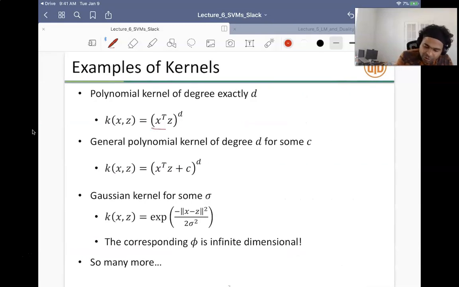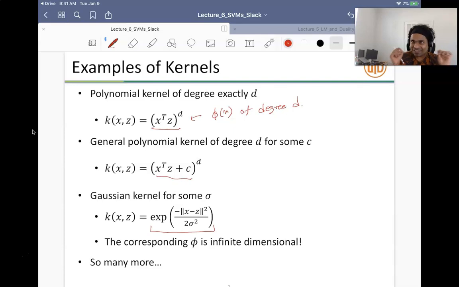So we saw that we can do polynomial kernels. Polynomial kernels essentially correspond to a phi of degree d, so it's basically a polynomial feature transformation. But more than that, we can also come up with things like Gaussian kernels. We can also come up with general polynomials like this, which is x transpose z plus c raised to d. But you can also come up with a Gaussian kernel. A Gaussian kernel is exp raised to minus the norm of x minus z squared divided by 2 sigma squared.